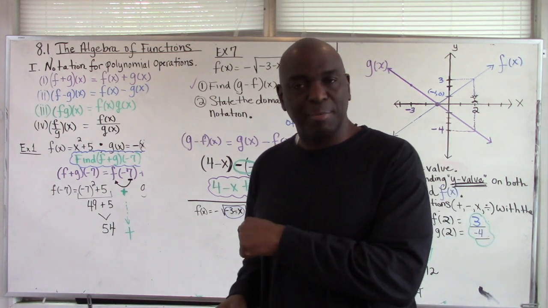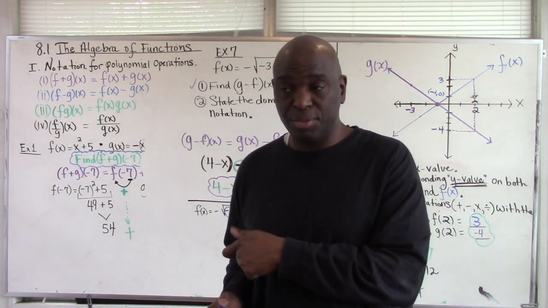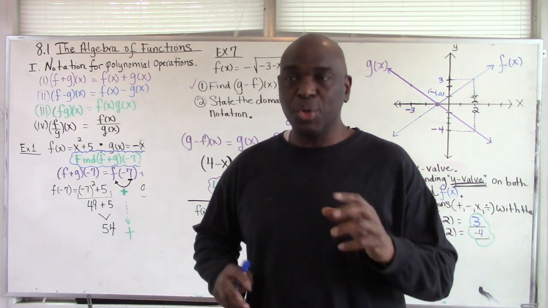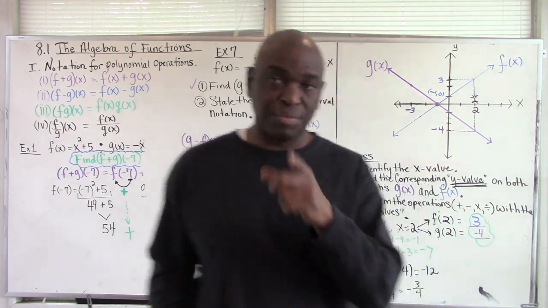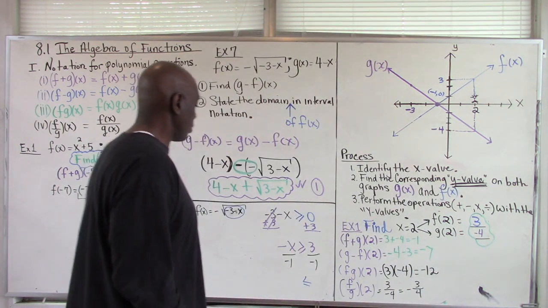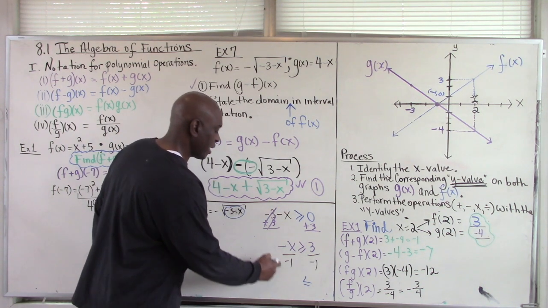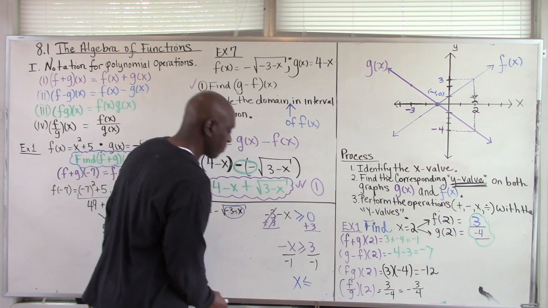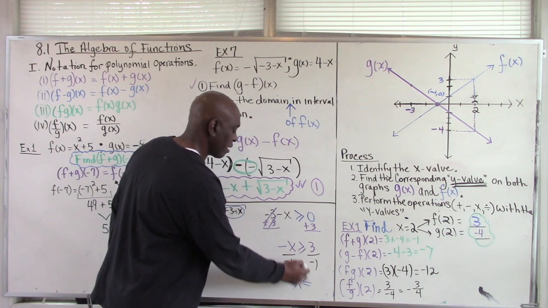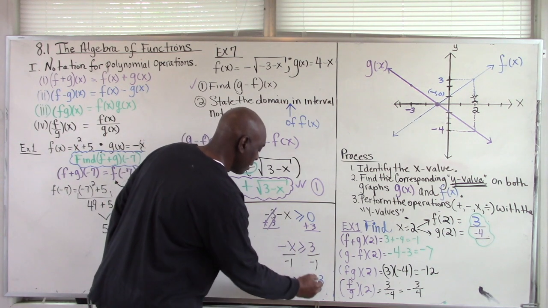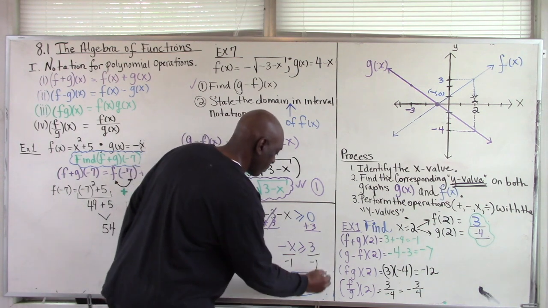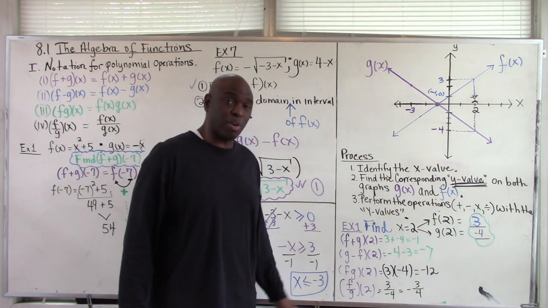So when you multiply by a negative or divide by a negative, and the problem is an inequality, you have to change the direction of the sign. That's important. So my direction of the sign is changed. A negative divided by a negative is a positive, and 3 divided by negative 1 is negative 3. And there you go. This is the algebraic representation.